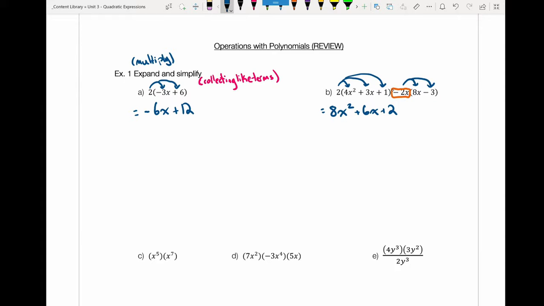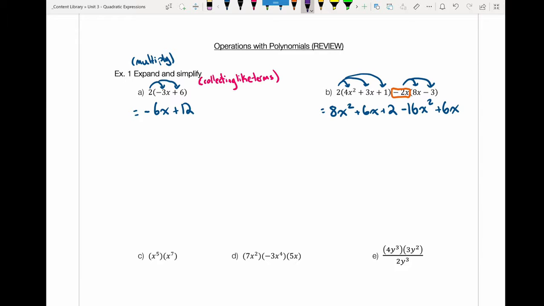On to the next one, negative 2x times 8x. Here we have a number and a variable multiplying. So the numbers I'm going to multiply together: negative 2 times 8 is negative 16. And then I'm going to multiply the two x's together. x times x, if we think back to our power rules, becomes x squared. And then lastly, negative 2x times negative 3 is positive 6x. So again, be careful with your signs and make sure you're looking for them as you go through this.